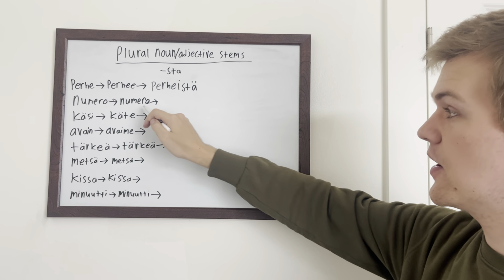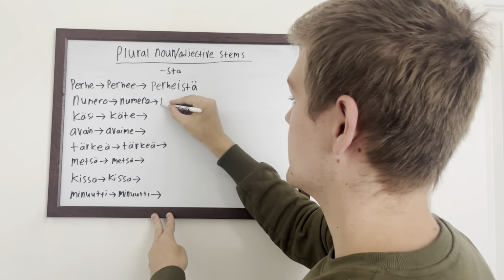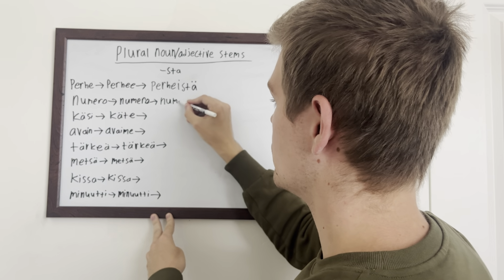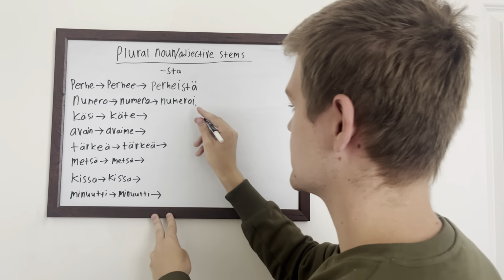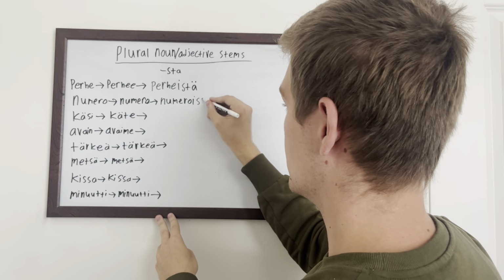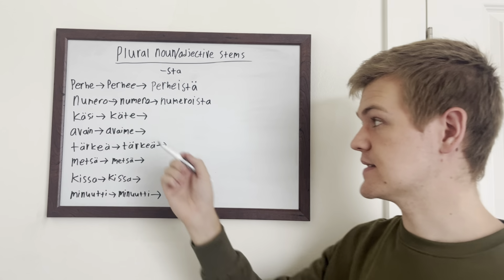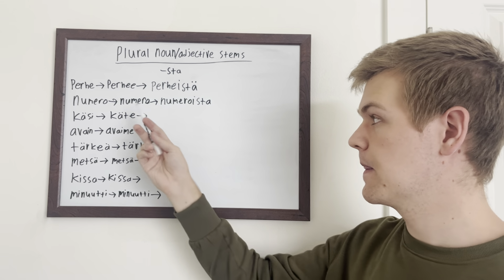Numero ends in this O here. Ones that end in O, we add an I. So numeroi. We just add an I onto the end there, and then yeah, we can put the STA on. So I want to say like from numbers, I can say numeroista.